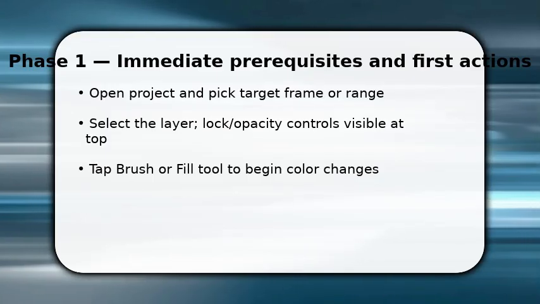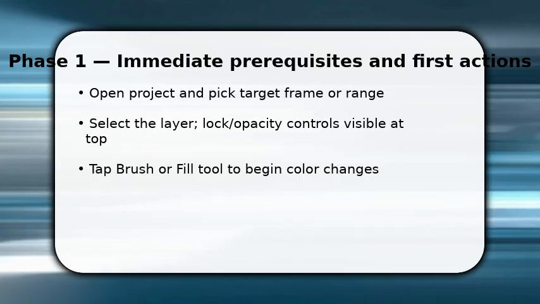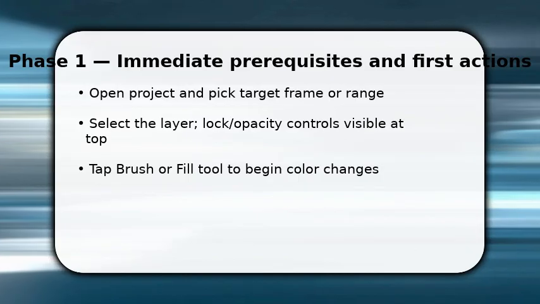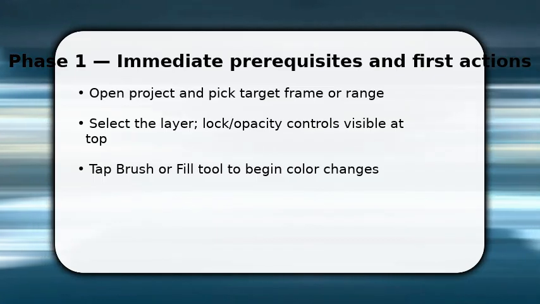You start by opening your project and navigating to the exact frame or frames you want to edit. Pick them now so you don't lose context. Next, select the specific layer, foreground, background, or an onion skin layer, because colors change per layer. Once the layer is active, check lock and opacity settings. Make sure it's unlocked and opacity is adequate for visible edits. Then choose the brush or fill tool to initiate color replacement, and you're ready to recolor.